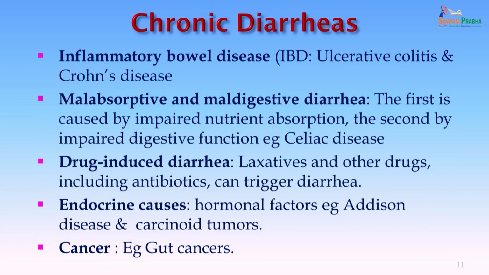Sometimes diarrheas can occur because of non-infective causes. This occurs usually in chronic diarrheas. Examples of these are the inflammatory bowel disease, which can present as ulcerative colitis or Crohn's disease. Impaired nutrition or malabsorptive diarrhea can also occur, and an impaired digestive function diarrhea which occurs in celiac disease. Drug-induced diarrhea can occur if excess laxatives have been taken or following intake of antibiotics. Endocrine causes of diarrhea are Addison's disease and carcinoid tumors, and sometimes the manifestation of a gut cancer can also be as diarrhea.